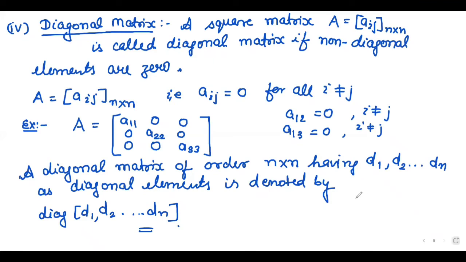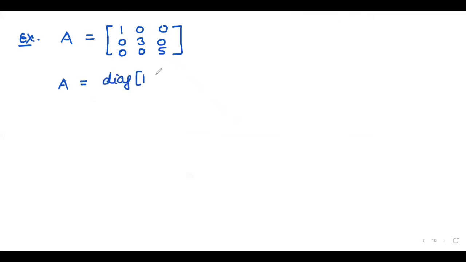The example I'm taking for that: if a matrix is 1, 0, 0, 0, 3, 0, 0, 0, 5, I can write it as matrix A = diag(1, 3, 5). We just have to write the diagonal elements and the rest of the elements are 0.